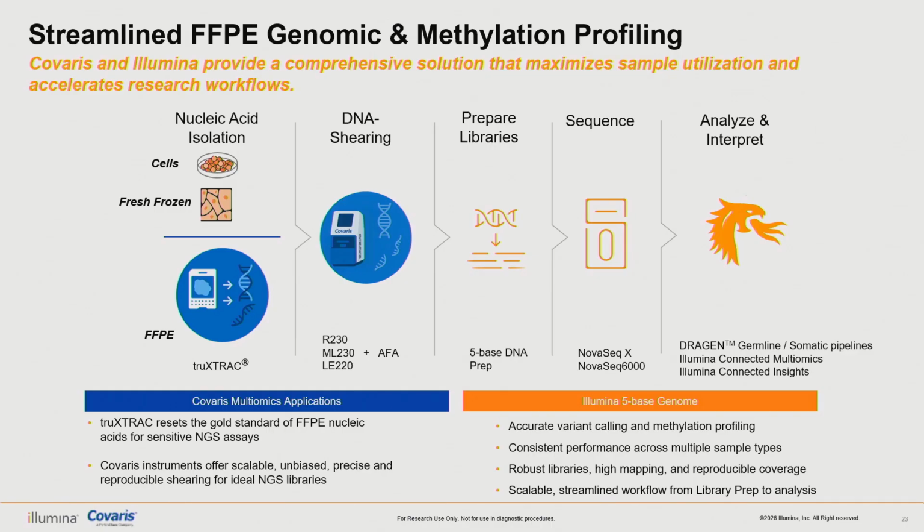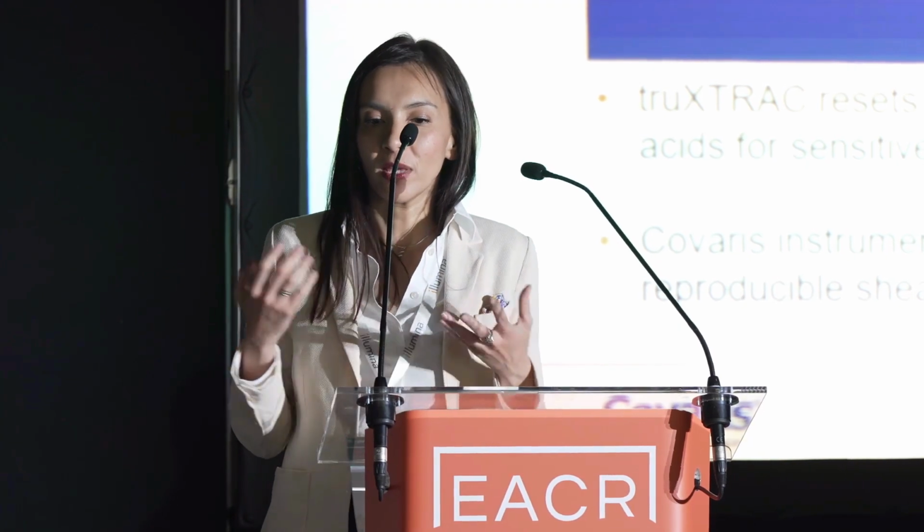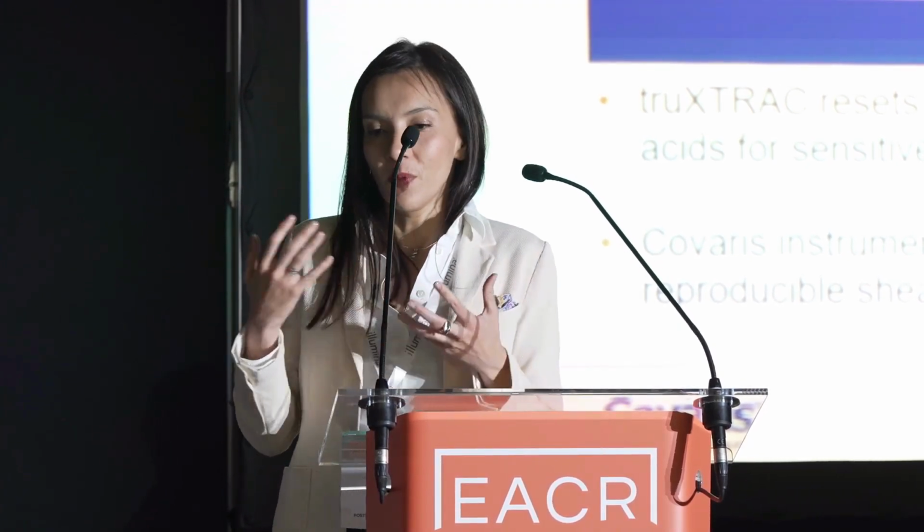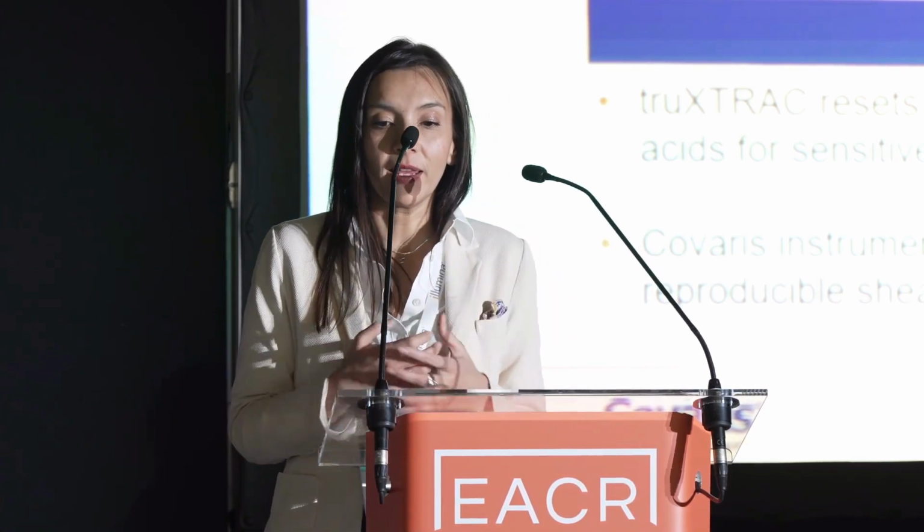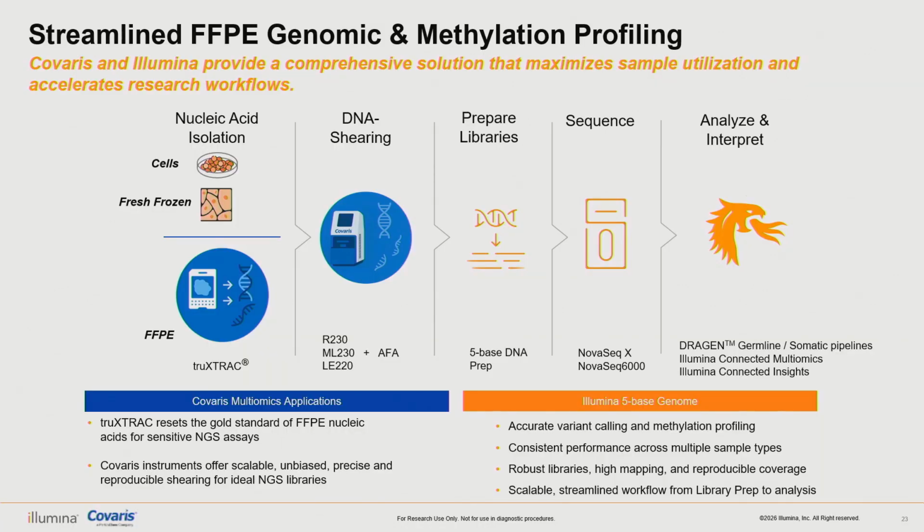Thank you so much. So today what we tried to show you is the way how, together with Covaris, we went in a nice direction in streamlining the genomic and methylation profiling for FFPE material, providing this comprehensive solution that really can allow you to do more samples, to do them faster, and accelerate the research workflow, starting all the way from the nucleic acid extraction, with the truXTRAC prep from Covaris, going into the DNA shearing that is here across different platforms, depending on the throughput of your team and the accessibility of the instrument. This is a really great point.